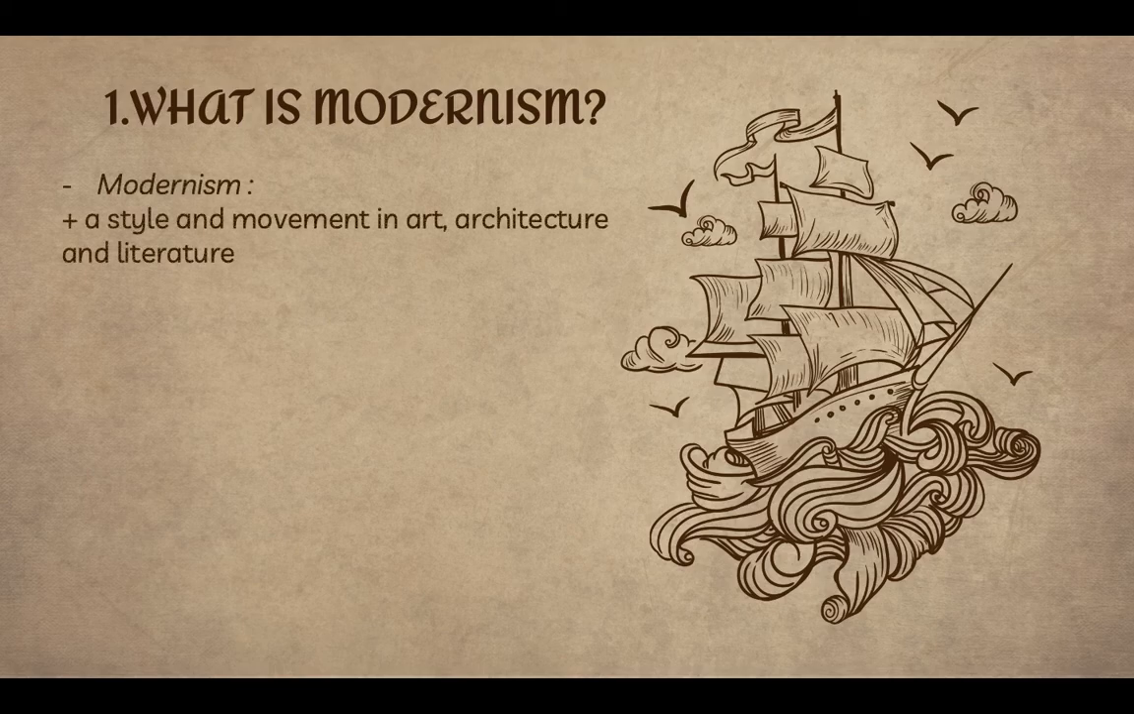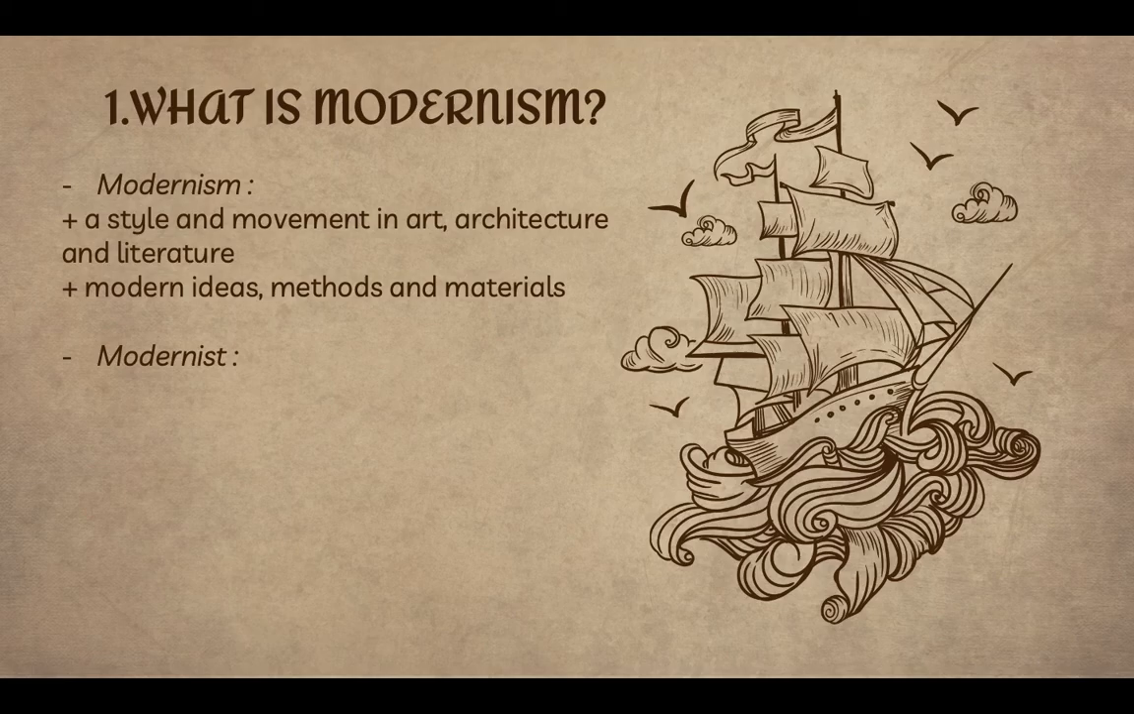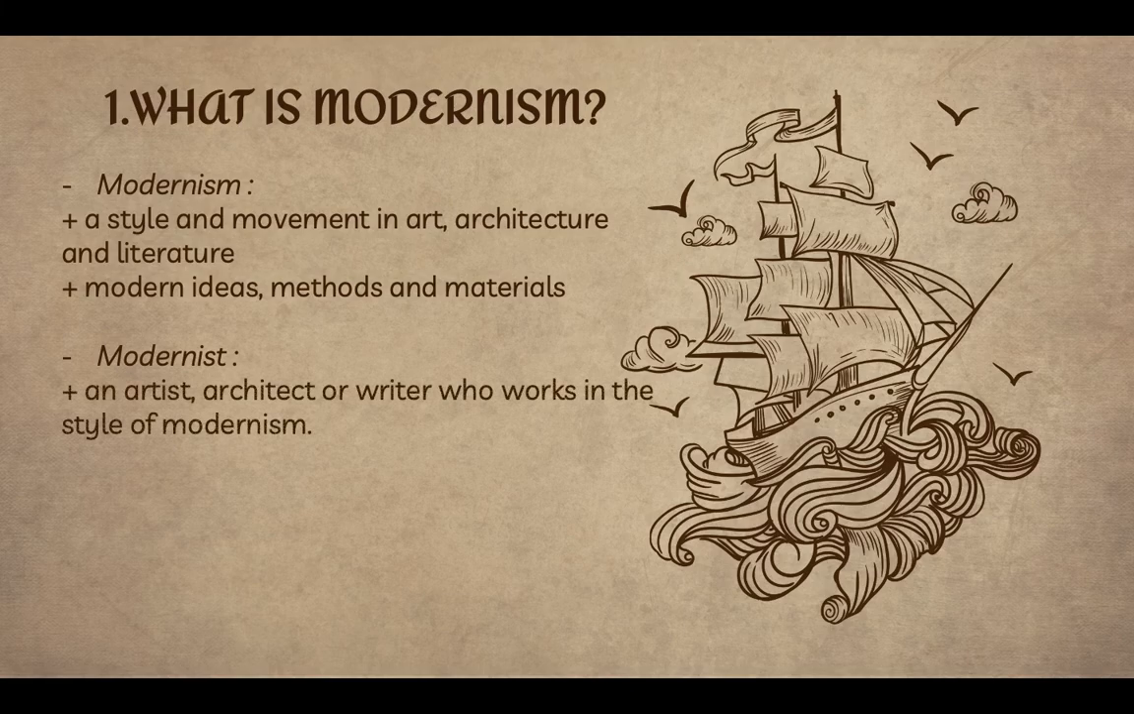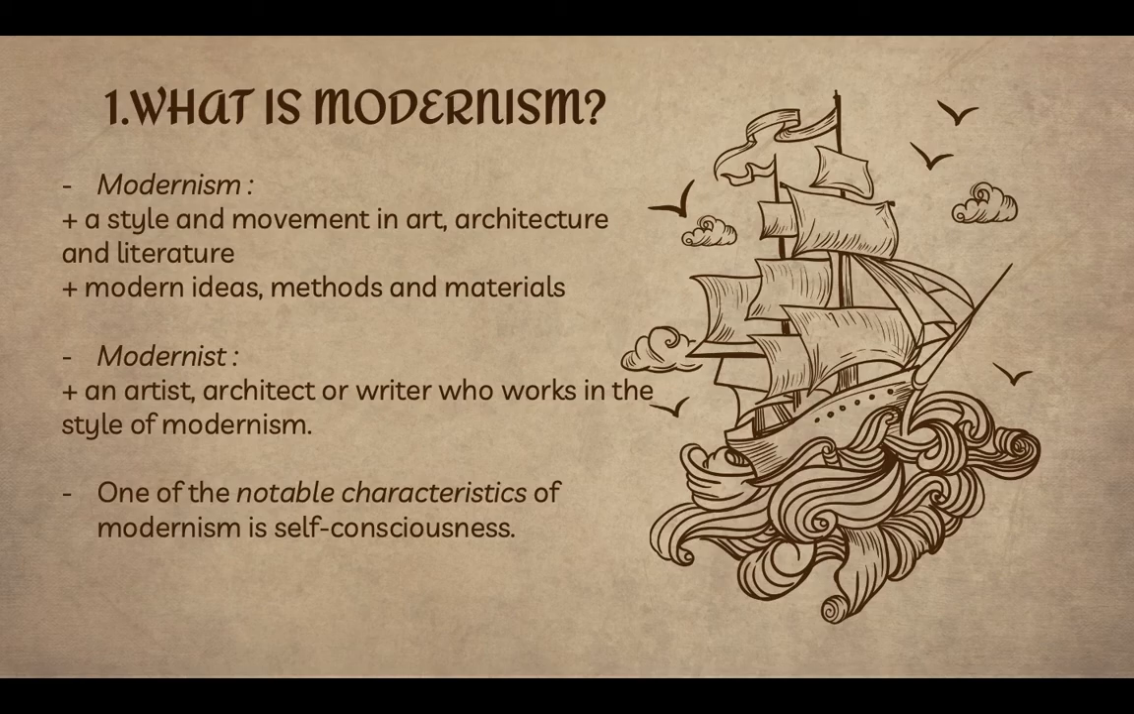Modernism is a style and movement in art, architecture, and literature, popular in the first half of the 20th century, in which modern ideas, methods, and materials were used rather than traditional ones. A modernist is an artist, architect, or writer who works in the style of modernism. In the 1960s, Gardner, a literary critic and academic, stated that one of the notable characteristics of modernism is self-consciousness. In 2009, Cooper wrote, "Modernism fostered a period of experimentation in the literature from the late 19th to the mid-20th centuries, approximately about 60 years."